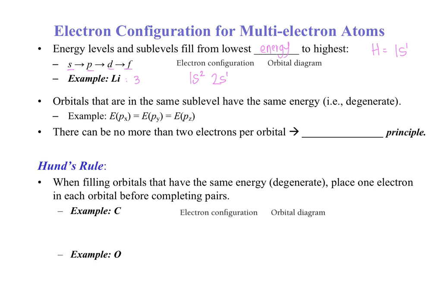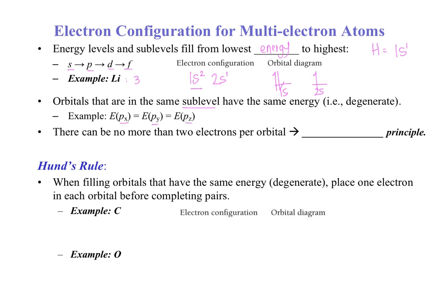So how I would write that orbital diagram is I would label boxes. Here's my 1s, here's my 2s, and I'm going to draw arrow up, arrow down for my 1s2, and then 2s just has one electron. So that's how I would draw it for lithium. Now, for orbitals that are in the same sublevel, so if it was a p orbital or a d orbital, they are degenerate with each other. So px is equal to py, which is equal to pz.